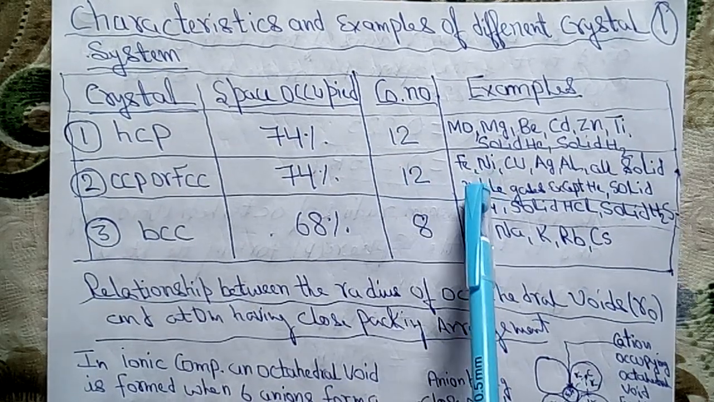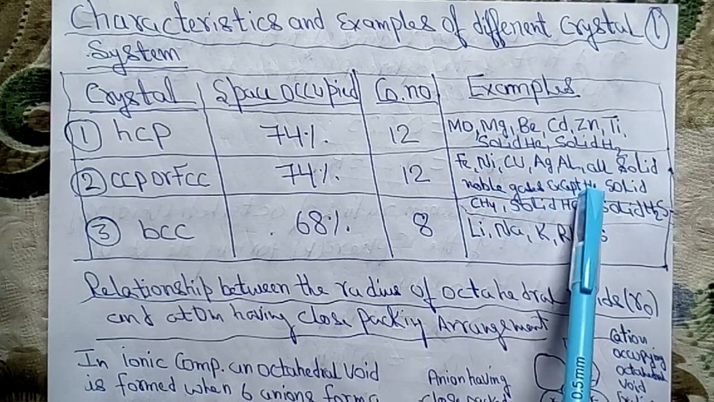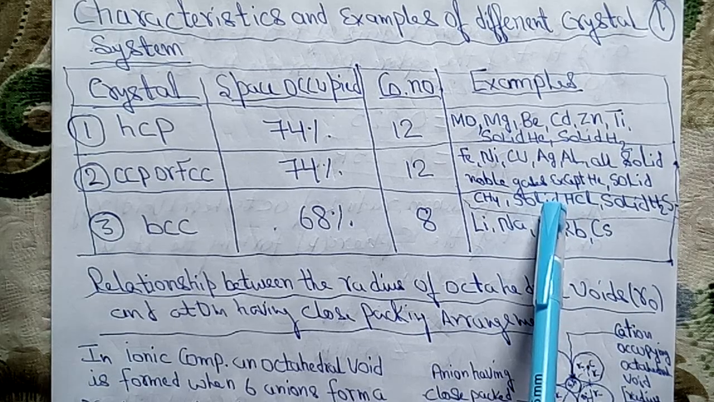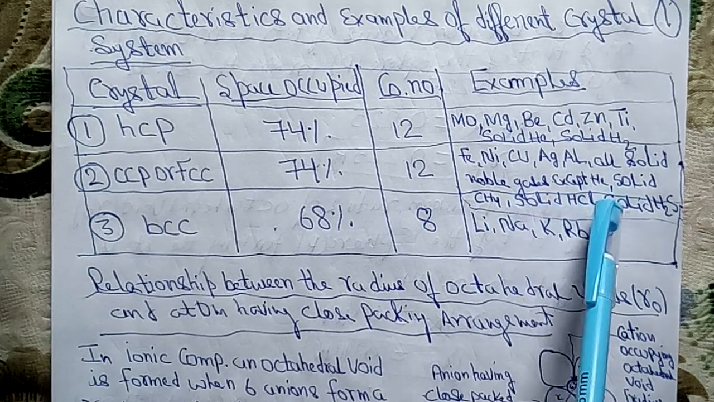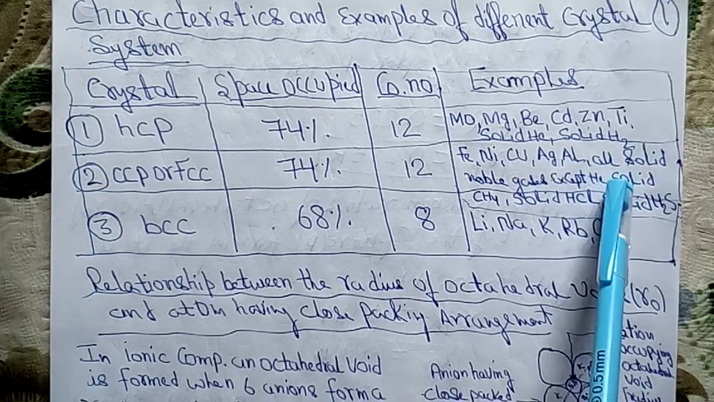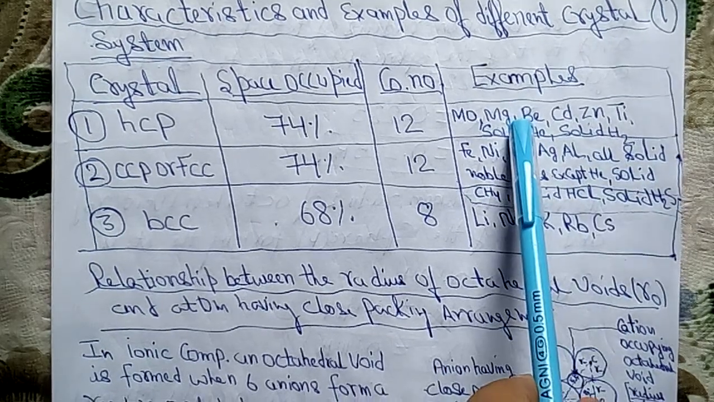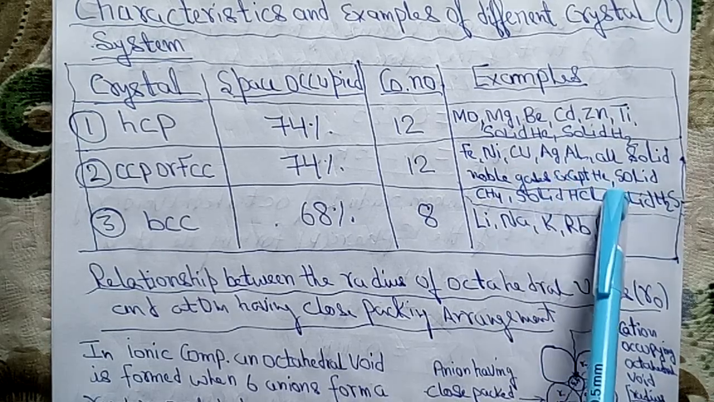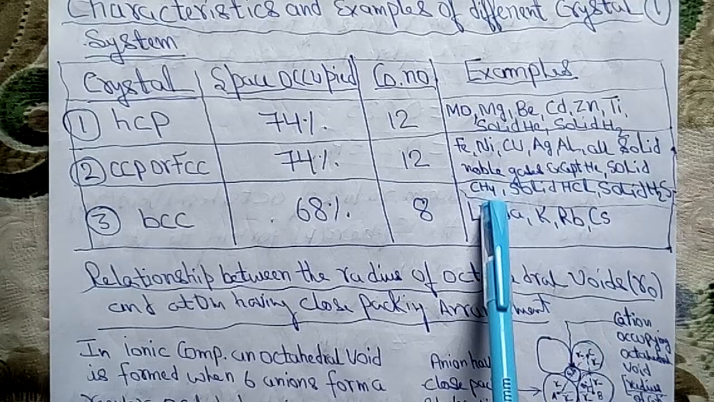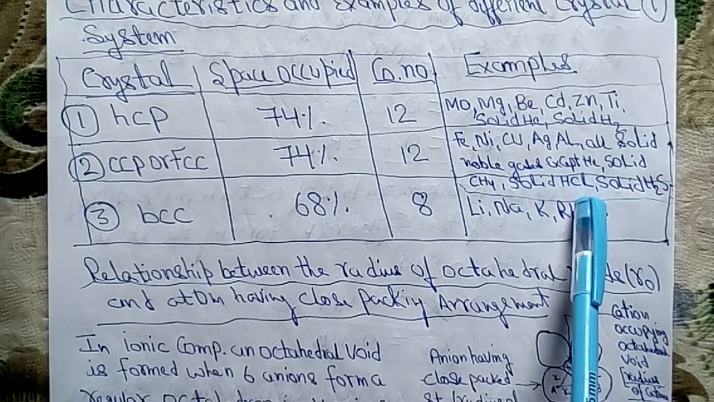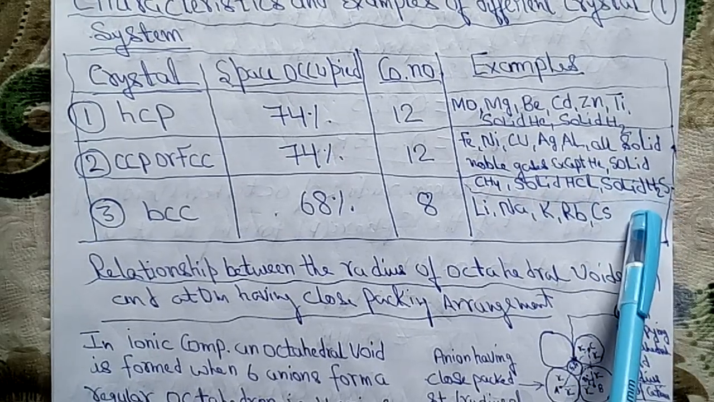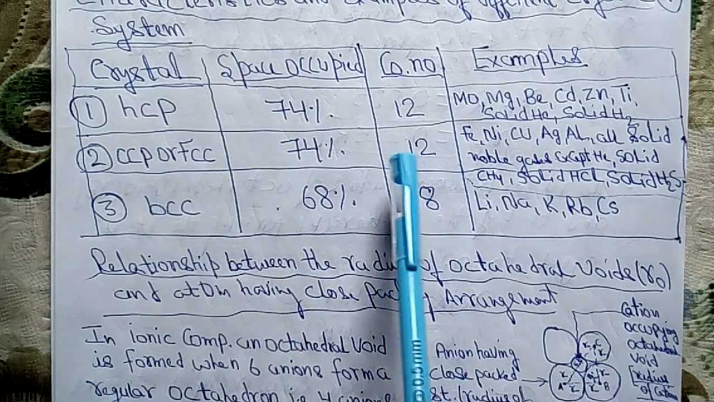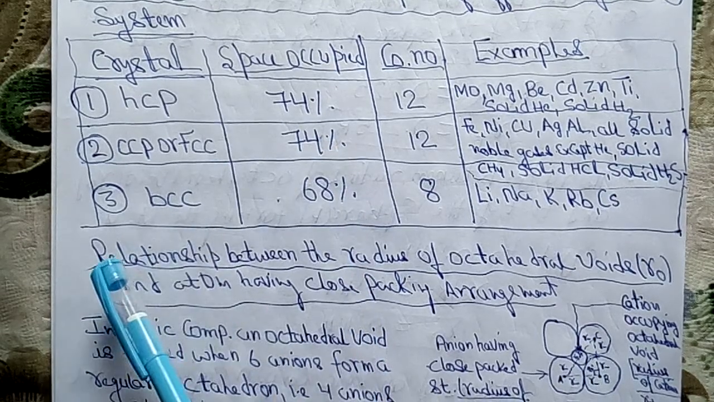Examples are iron, nickel, copper, silver, aluminium, and all solid noble gases. All the solid noble gases are examples of CCP or FCC close packed structure, except helium. Helium comes in the HCP crystal, but the rest of the noble gases come in CCP or FCC crystal. Solid methane, and in the same way solid HCl and solid H2S, are all examples of CCP or FCC close packed structure having coordination number 12 and packing fraction 74%.